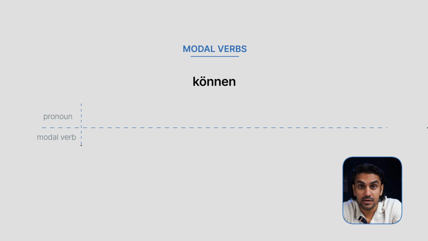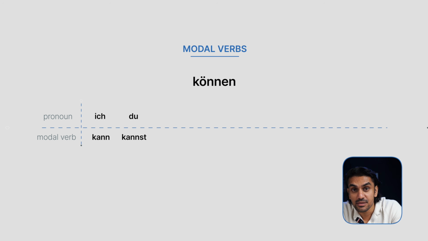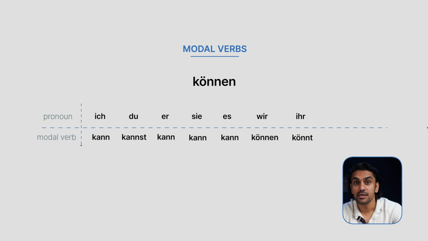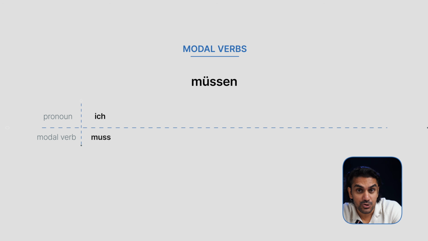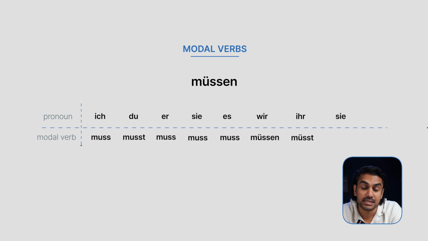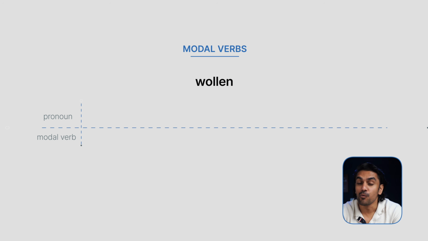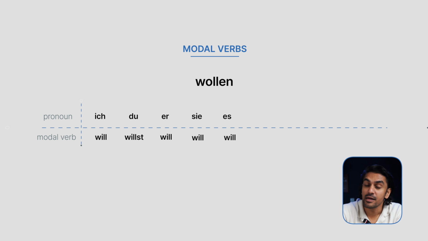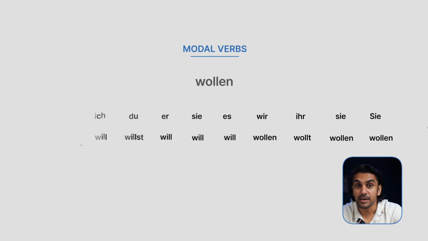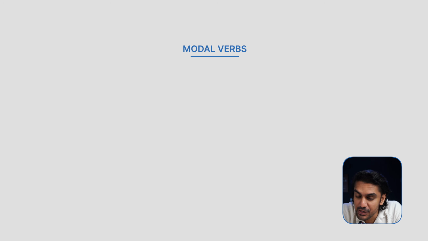For example, können becomes ich kann, du kannst, er sie es kann, wir können, ihr könnt, and sie, the formal Sie können. Müssen changes to ich muss, du musst, er sie es muss, wir müssen, ihr müsst, sie, and the formal Sie müssen. And wollen becomes ich will, du willst, er sie es will, wir wollen, ihr wollt, and sie, and formal Sie wollen. But here is something different about them that you need to remember.